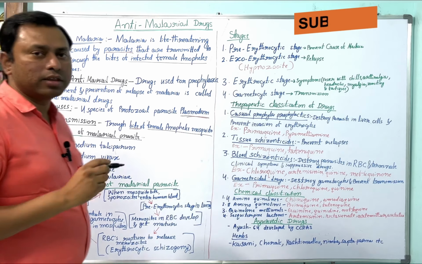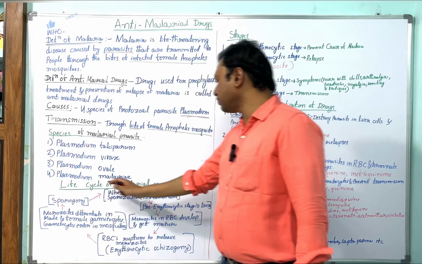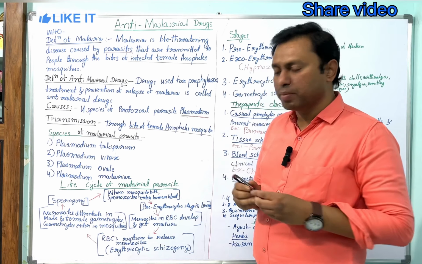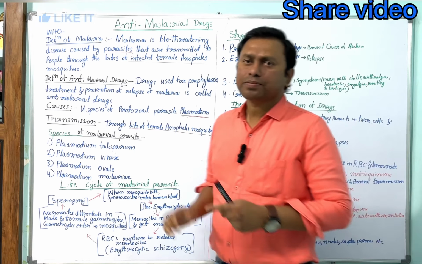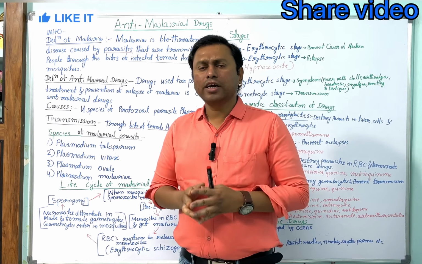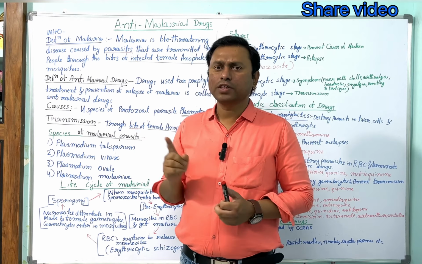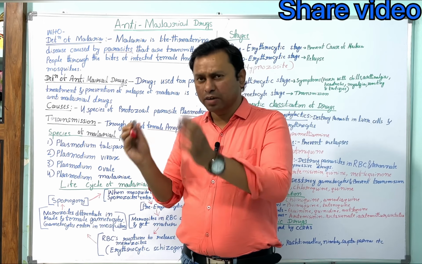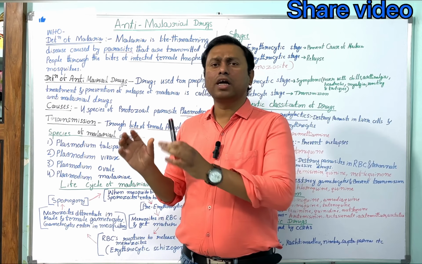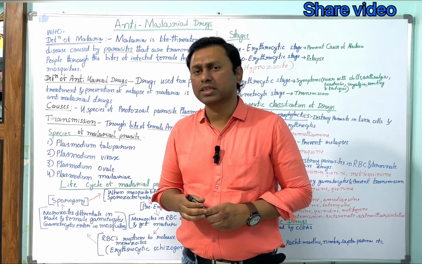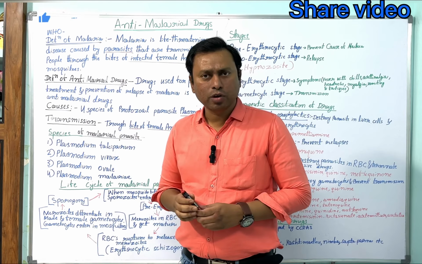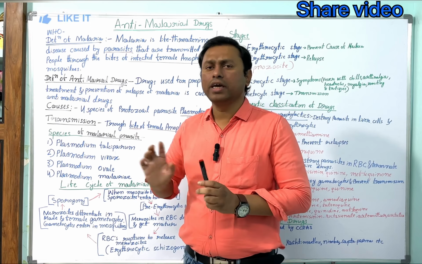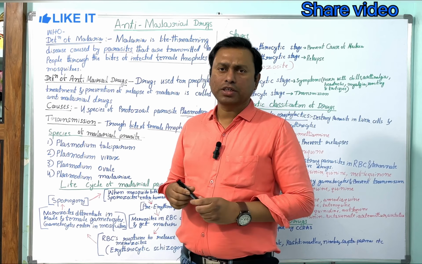Now we will study the life cycle of the malarial parasites. Here mainly two hosts are there. The first one is the primary host, in which sexual reproduction occurs, that is the female Anopheles mosquito, and the secondary host is the human, in which asexual reproduction occurs.